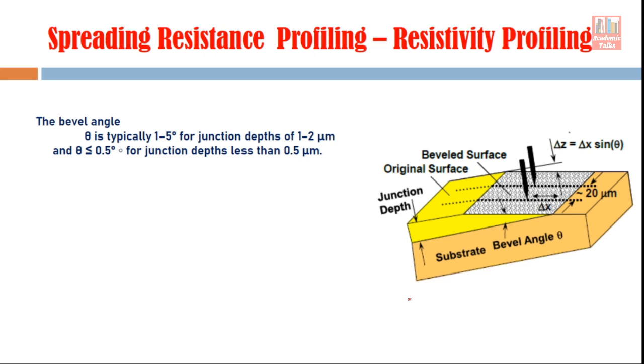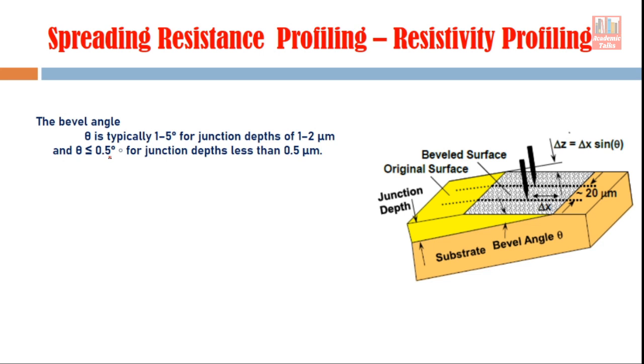Now see, for example, if this theta is 1 to 5 degrees, then a junction depth of 1 to 2 micrometers is possible. So if it is 1 to 5 degrees, then it's possible to do this kind of profiling from about 1 to 2 micrometer depth, right? So this is the junction here. This is maybe p type and this is n type; the substrate is n type, or the substrate is p type and then it is n type. So we are doing this profiling within this portion here.